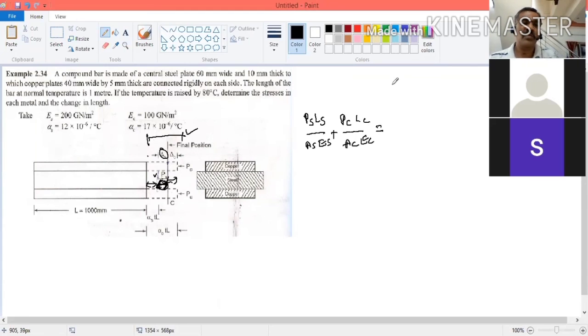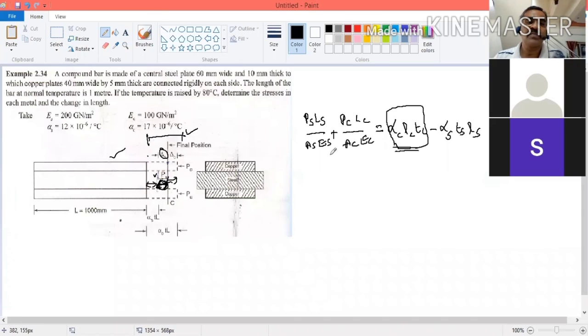This must be equal to what? Alpha C Tc Lc minus alpha S Ts Ls. What is this value? Alpha C Tc Lc. This is the expansion. If the copper is allowed to expand freely, the expansion is this value, alpha C Tc Lc.